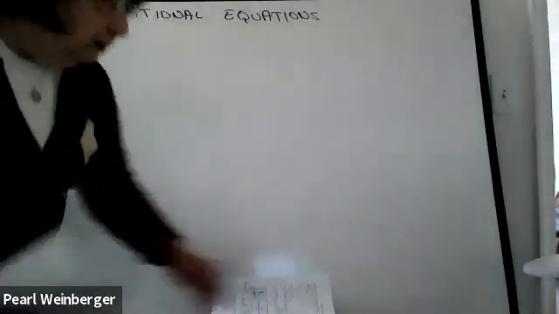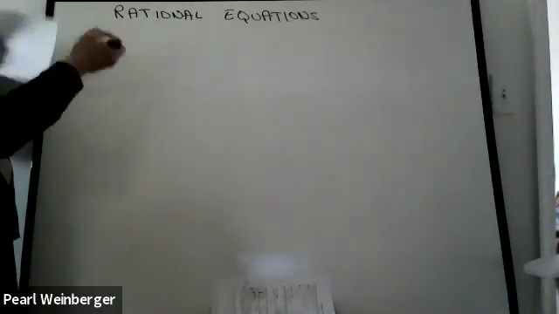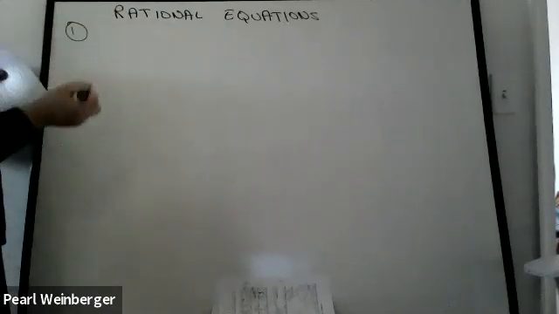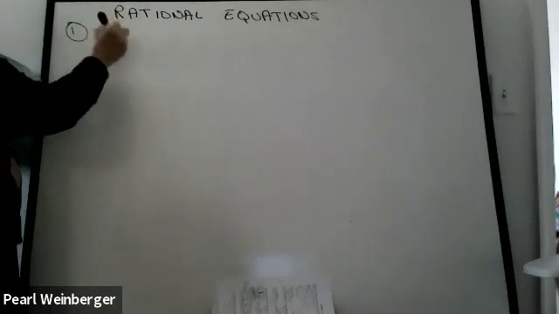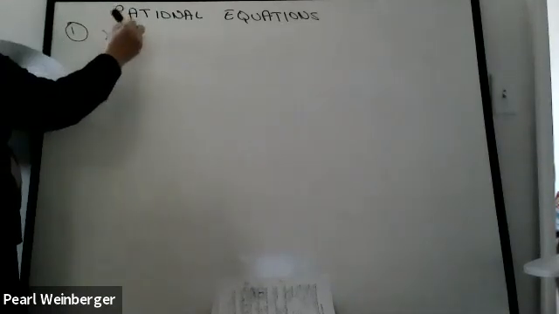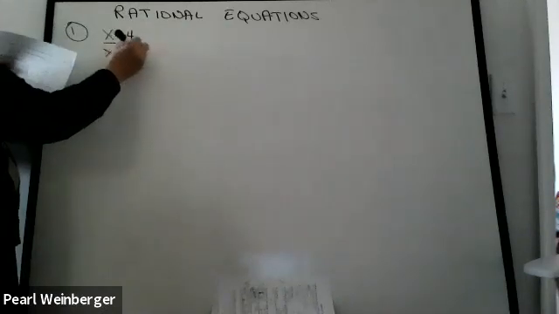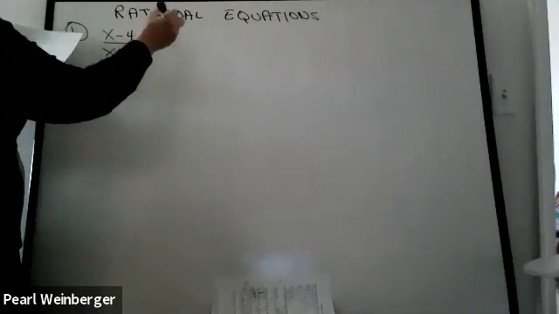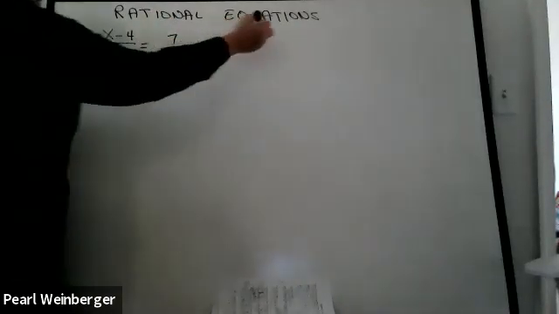review what we did on rational equations. I'm going to give you 2 problems to try. While you're doing this, I'm going to take your attendance. So I want you to solve these 2 problems. x minus 4 over x plus 9 equals 7 over 6. That's one question.